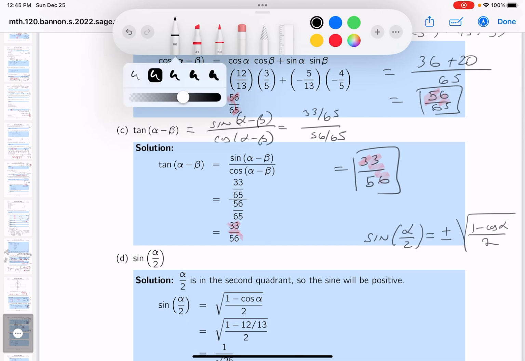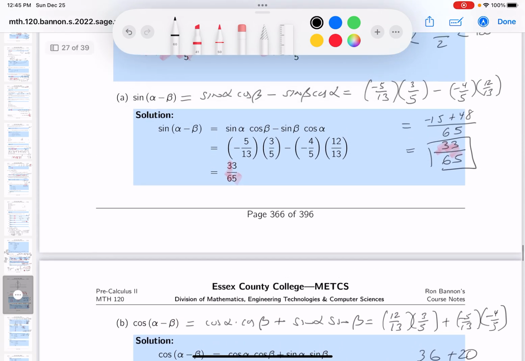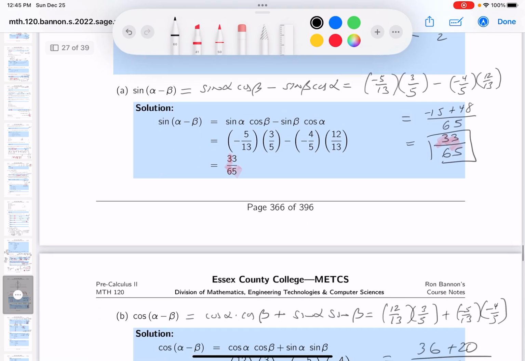I know it's going to be a plus sign now. So let's write this down. So the sine of alpha over 2 is going to be plus the root, whoops, sorry about that, is equal to plus the root of 1 minus cosine alpha. Again, cosine alpha, we spent some time getting that. That's 12/13.